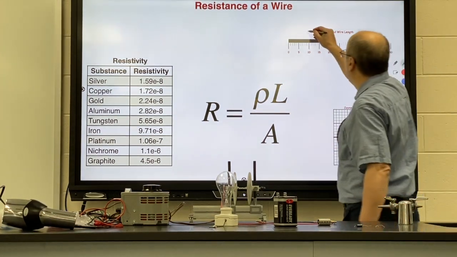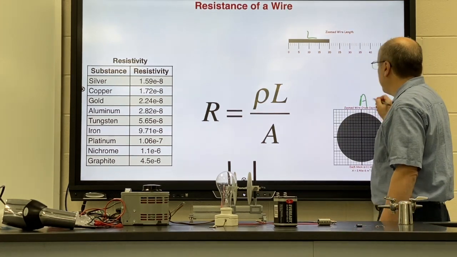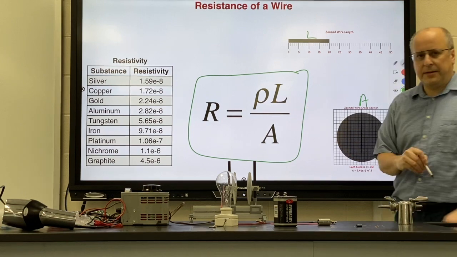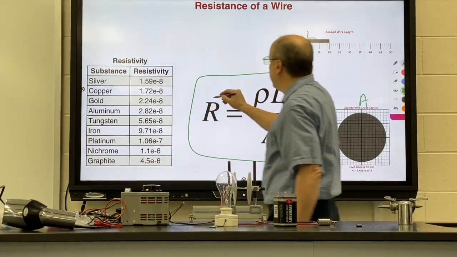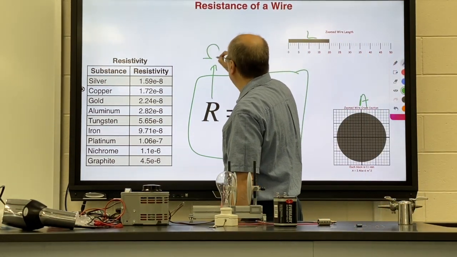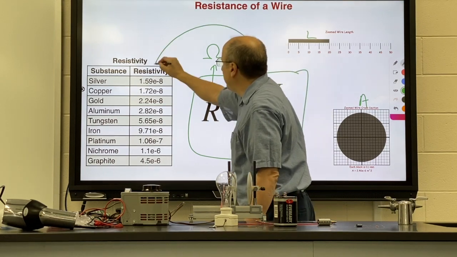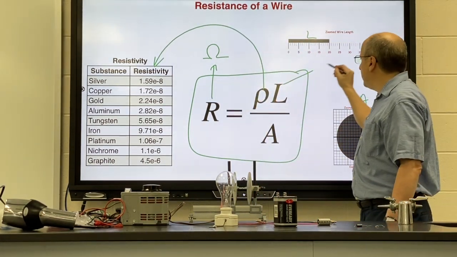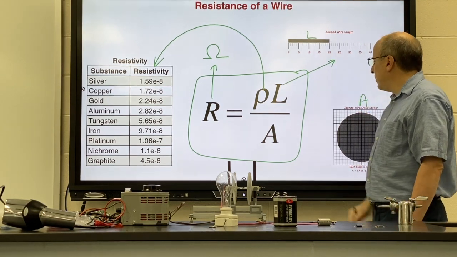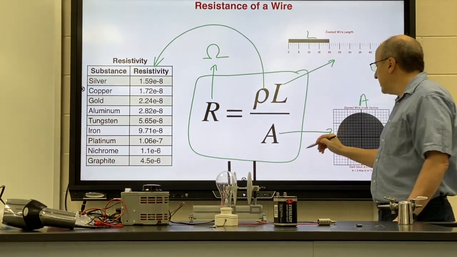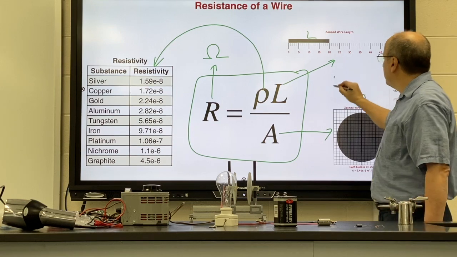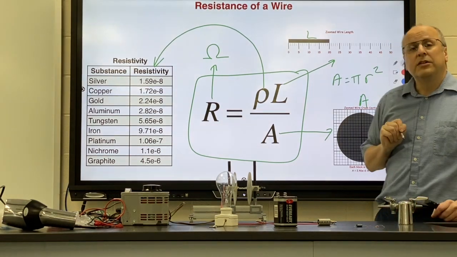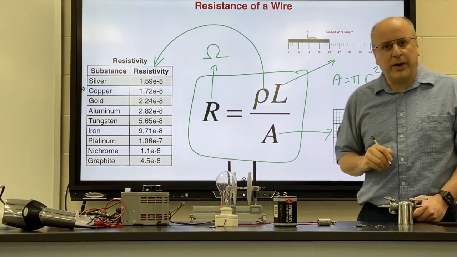So we have length, we have area, we have material. Here's what the formula looks like. R, capital R, is resistance. It's measured in ohms. Rho comes off of your reference sheet. L is in meters based on the length of the wire. And this is area. Most times your wires are going to be circular in cross section, so the area is pi r squared.